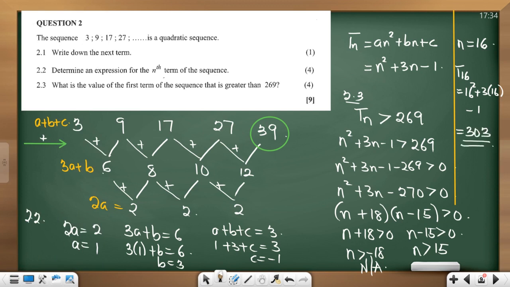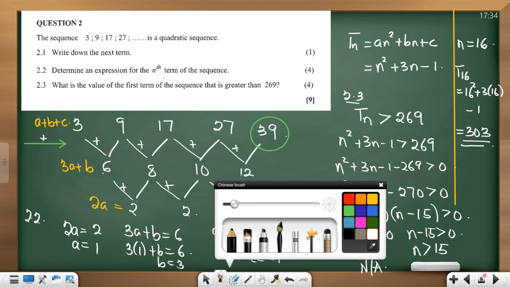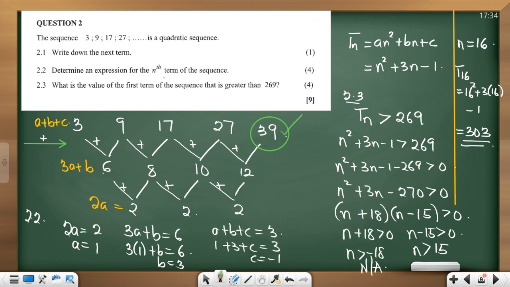The first term of the sequence is the 16th term. All right. The first term of the sequence is the 16th term. Let's mark this. It's 4 marks. How do we mark the whole of this? Okay. The first one was 1 mark. Good. Second one was 4 marks. A, B, C, and Tn.